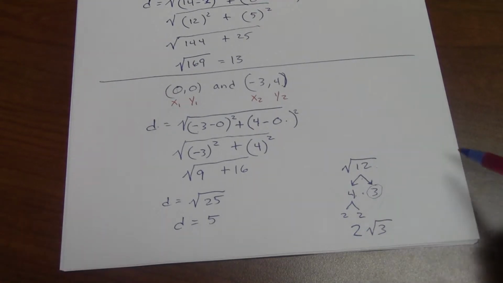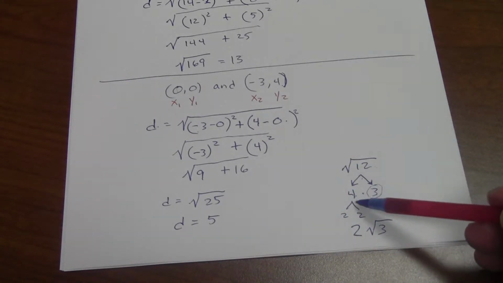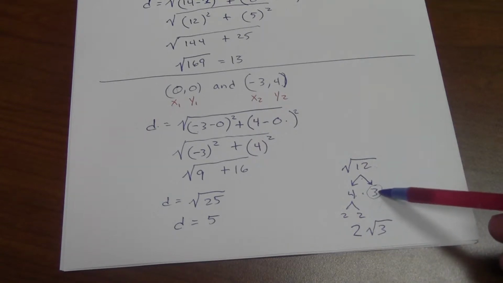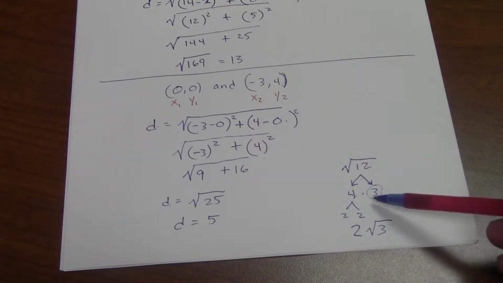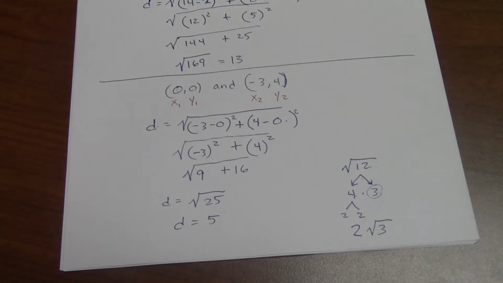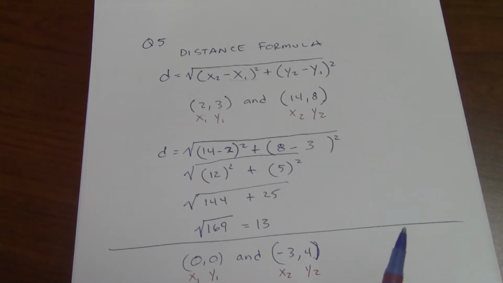All right, so on the quiz, if you have a number that's not as easy as a 25, just break it down like this. If there's a pair, you pull it out. 3, there's no pair, that makes it 3, right? 3 times 1 is 3, but that's it. So that's not a pair, so it stays underneath. All right, and that's all you have to do. All right, so that's the distance formula. Pretty simple. Just follow those steps and you'll be all right.